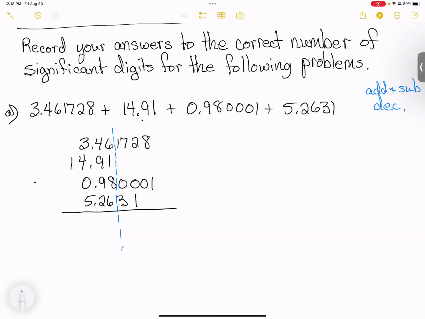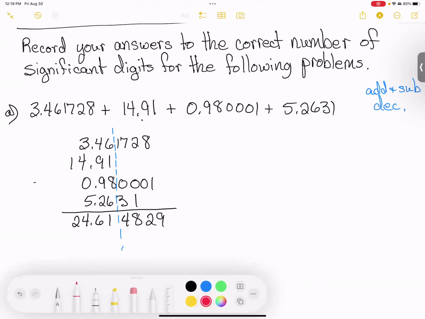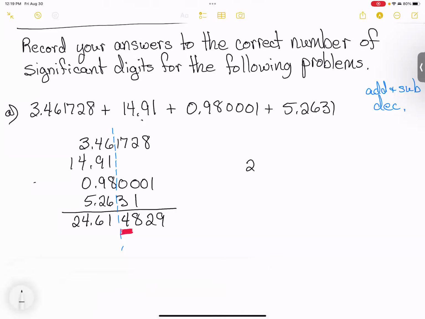When you add it up, you get an answer of 24.614829. Looking at the digit to the right of what I want to keep, it is less than 5, it's 4. So therefore, the answer that I would record for this problem is just 24.61.